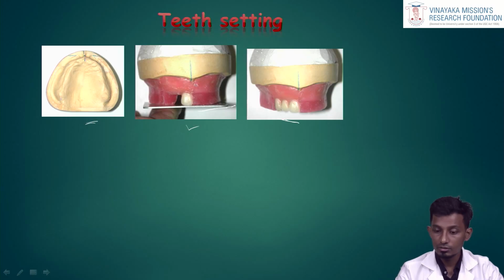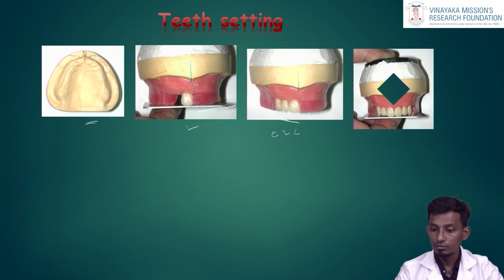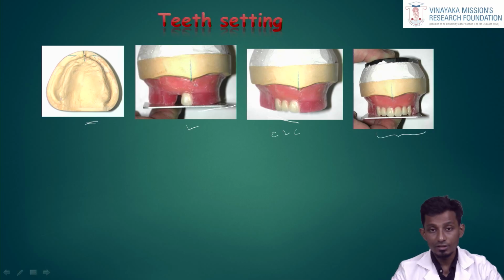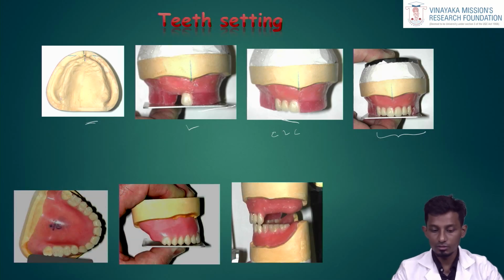Once one side is set, the central incisors, the laterals and the canines, we can now start with the other side. As you can see, the maxillary anteriors are placed and the glass plate relation is checked. Once that is done, you can start placing the posteriors. Now you can see here that the complete placement of the maxillary teeth is done and the glass plate relation is checked. And here you can see the mandibular posteriors and the mandibular anteriors are also set.